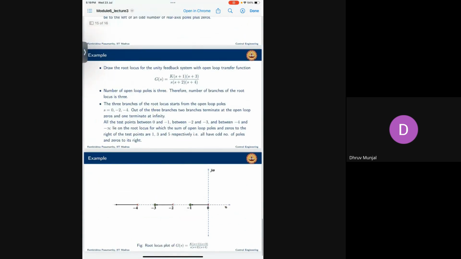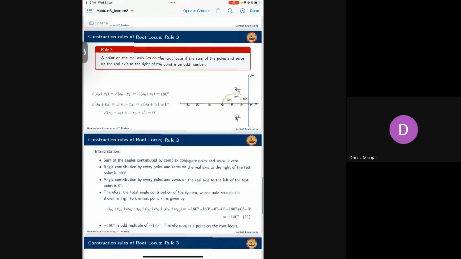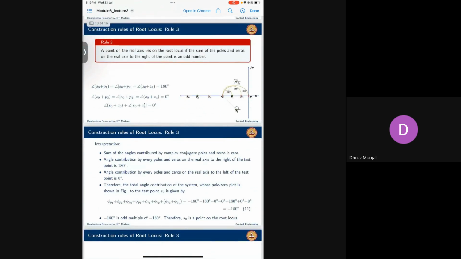Ma'am, can you go to the previous slide? This one. Yes, ma'am. Ma'am, this is the question I was asking last class: why is it that if I'm going from -3 to -2, it is 180 degrees, and going to -4, it is 0 degrees? What concept is this? I'm not getting it.